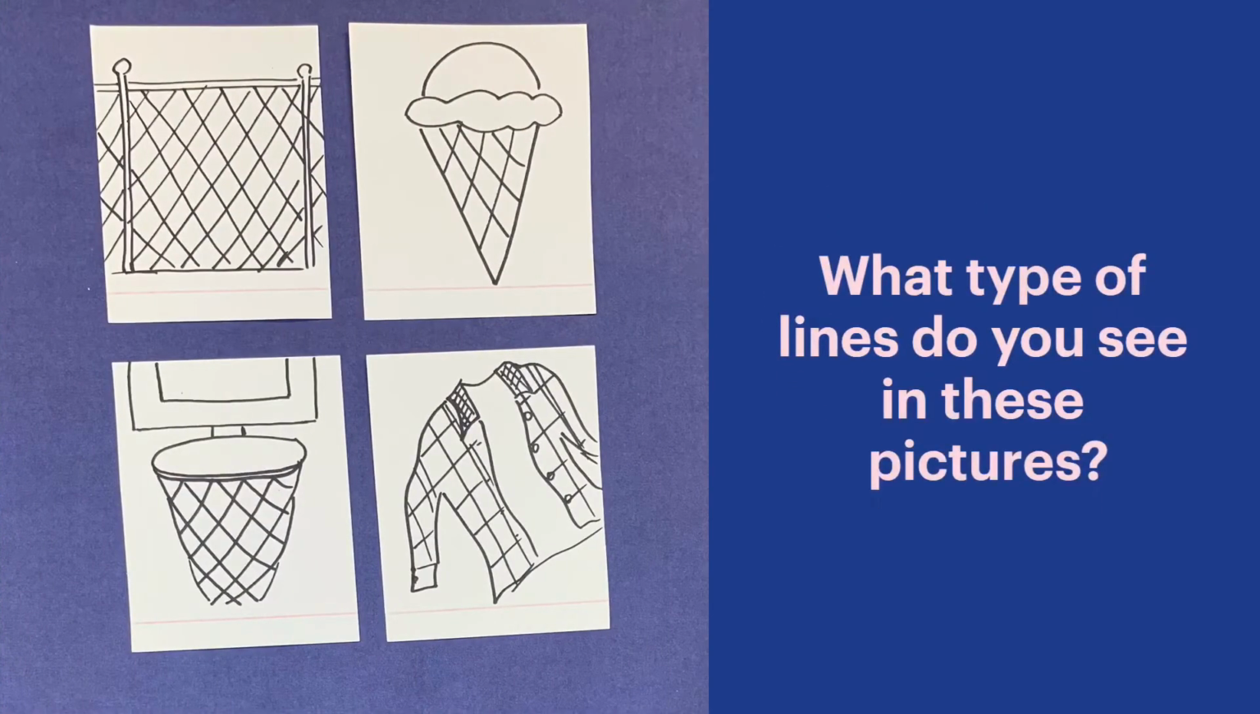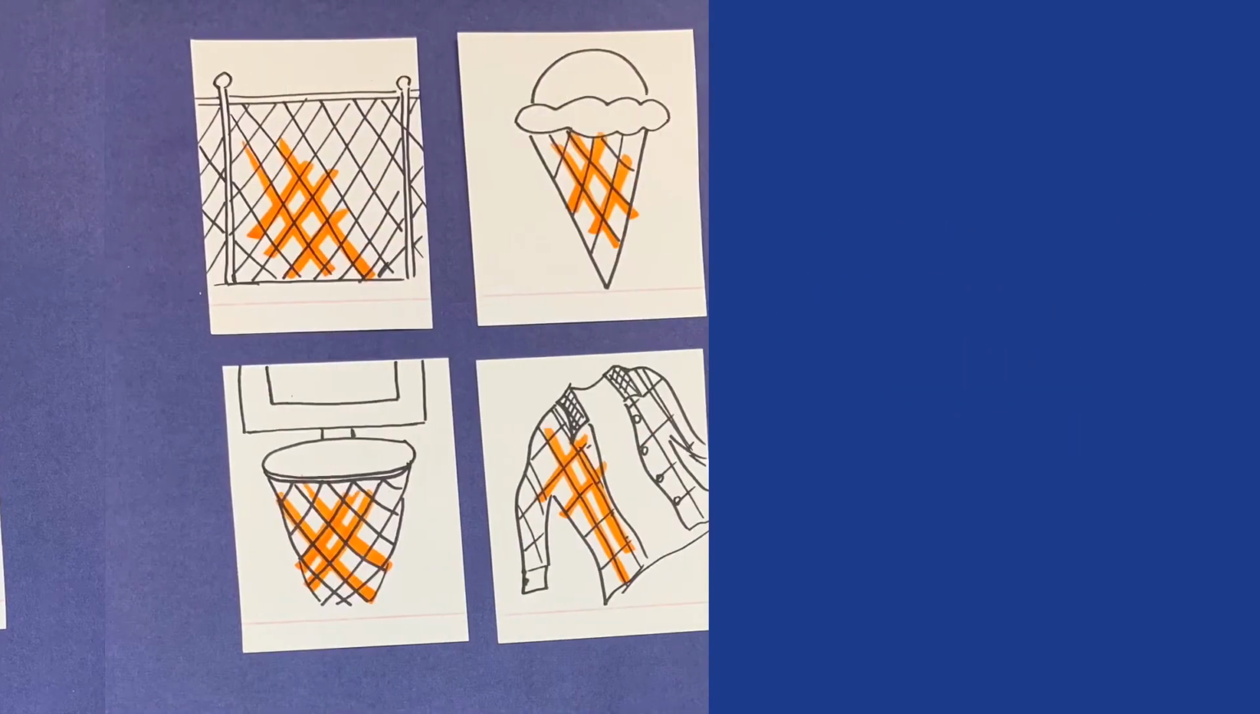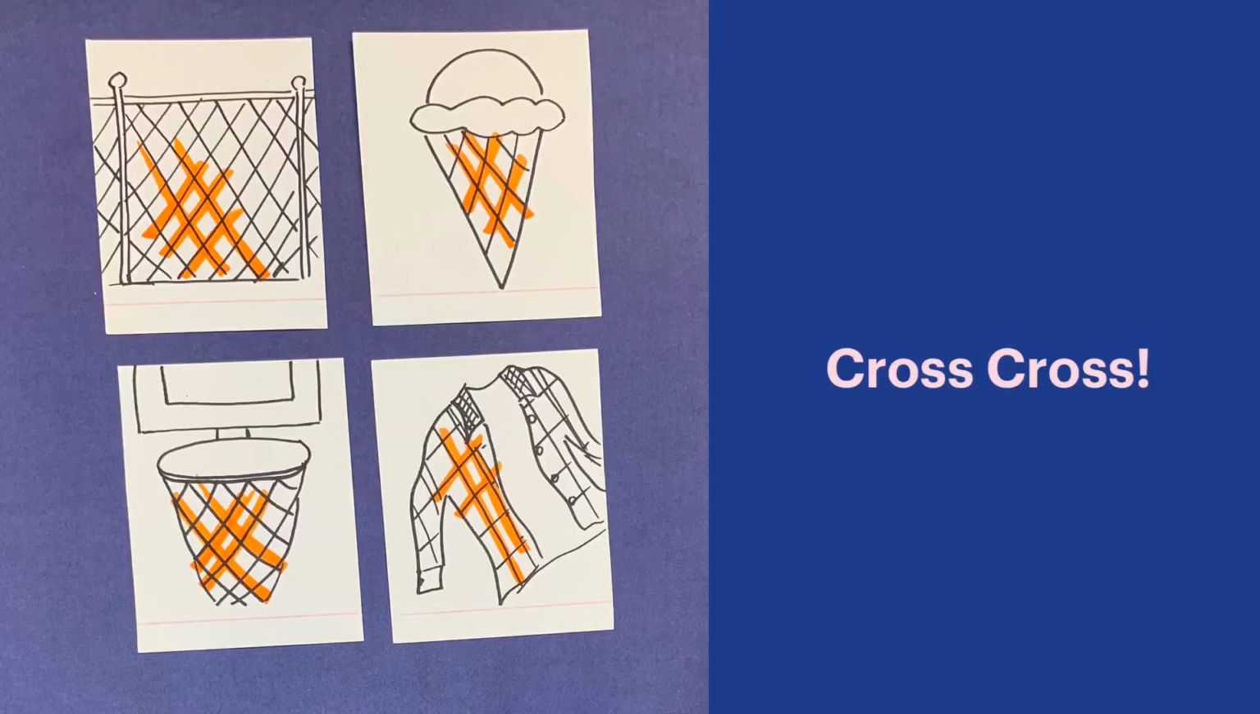What type of lines do you see in these pictures? Crisscross. Crisscross lines can contain things, as in a fence or even a basketball net. It also can be the pattern in a shirt, or you can see them on the edge of your ice cream cone.